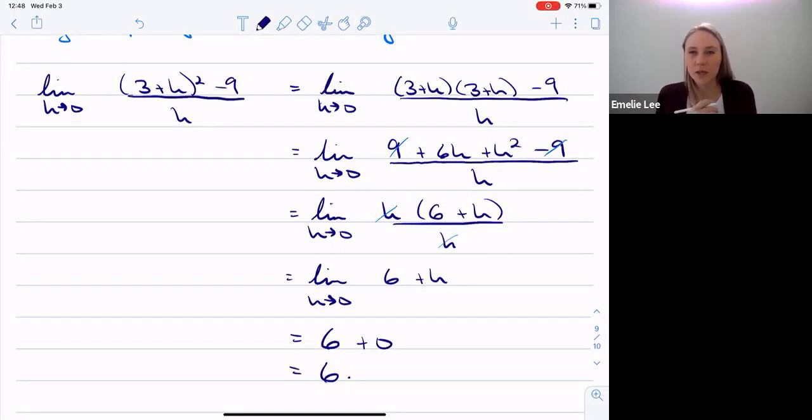So our quiz on Friday will cover up to here, so limit laws. There's a little bit more in section 2.3 that we haven't covered, but I'll leave that for the test, I guess.